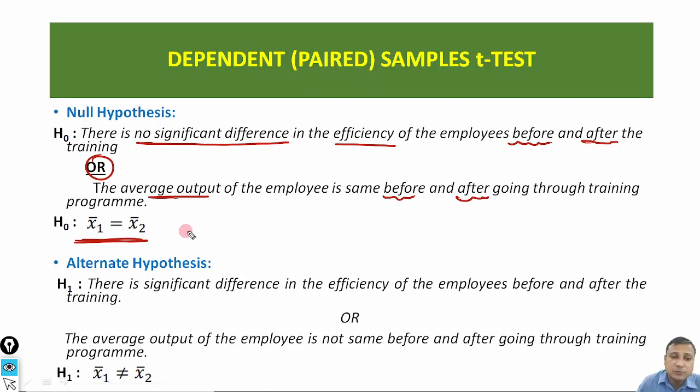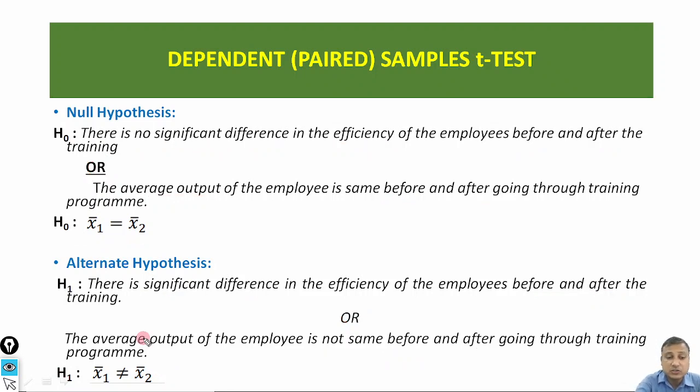What is the alternate hypothesis? It is exactly opposite to the null hypothesis. There is a significant difference in the efficiency of the employees before and after the training, or in other words, the average output of the employee is not the same before and after going through the training program, and symbolically it has been represented here. So this is the way that we construct the null and alternate hypotheses for the dependent paired sample t-test.